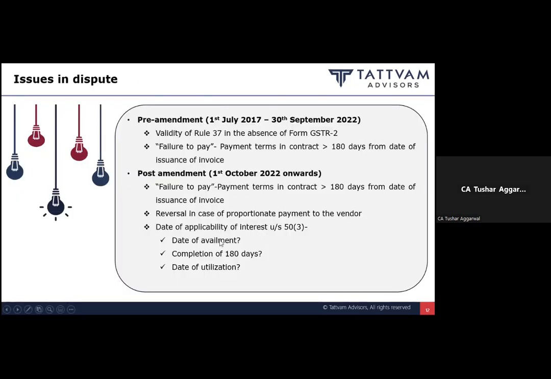Is it from the date of availment? See, I have availed the credit on 1st of January, in the January month. Is it from the date of January 2023, say? Or is it from the date of utilization, or is it from the date of completion of the 180th day?